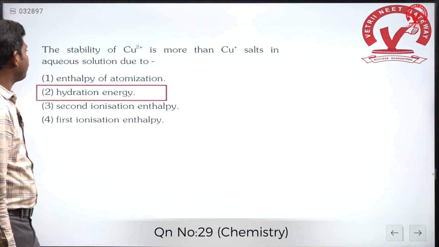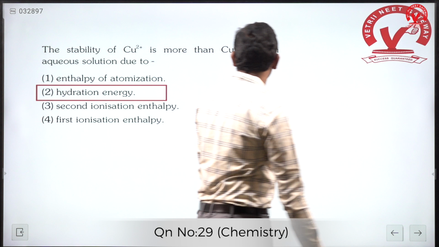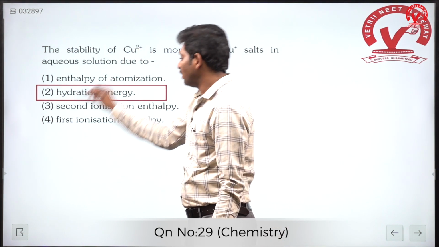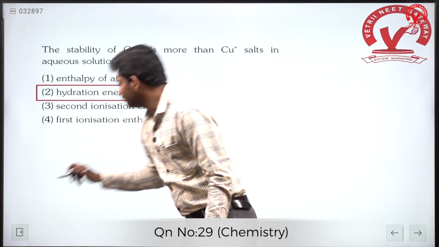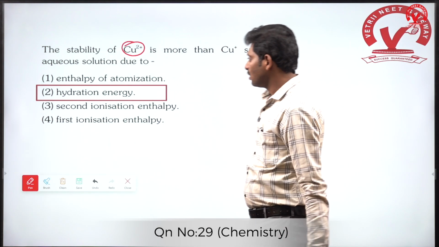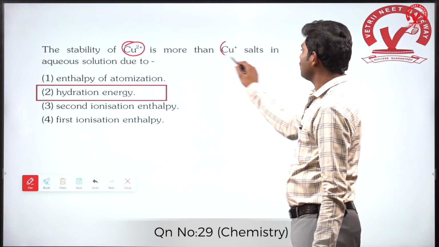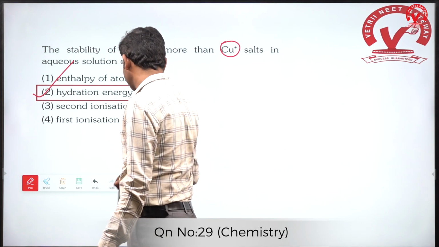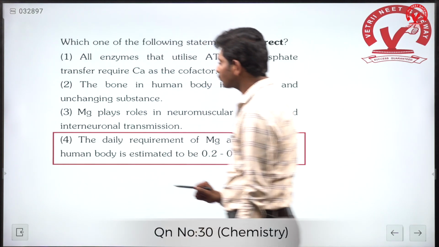The stability of Cu+2 is more than the Cu+ salts in aqueous solution. Very good, because of the hydration energy. More hydration energy is released in the Cu+2 ion, so hydration energy is more than for Cu+. That is a direct question, hydration energy. So next we move on to the next question.